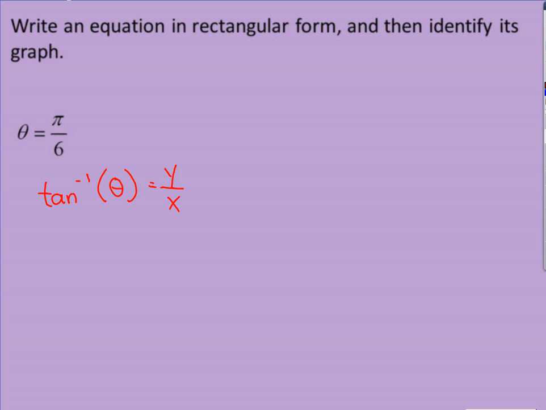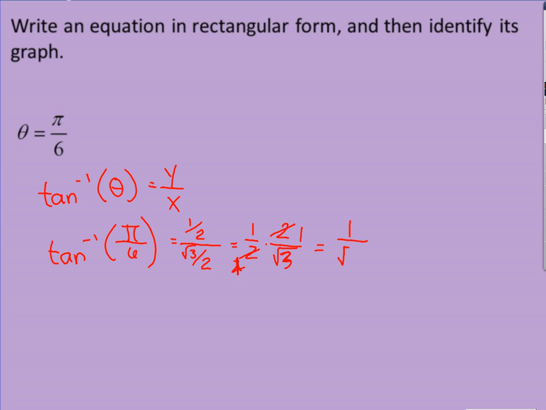Now our theta measure is pi over 6. So if you go to your unit circle at pi over 6, our y coordinate is at 1/2. Our x coordinate is radical 3 over 2. So if we simplify this, if you have a fraction over a fraction, remember you flip the second one and you multiply. Our 2's are going to cancel. This becomes a 1, this becomes a 1. So we're left with 1 over radical 3. But you cannot leave a radical in the denominator, so this would become radical 3 over 3.